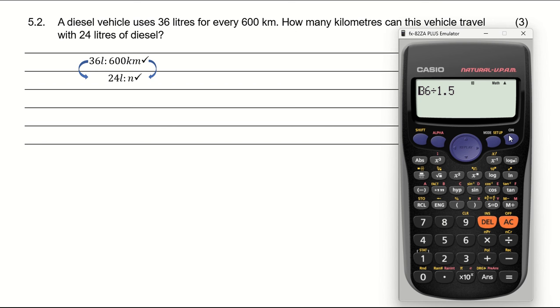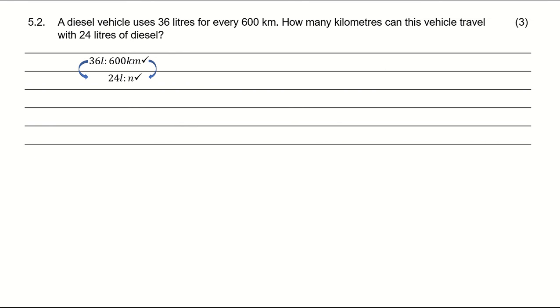It means that we can divide both sides by 1.5. So you will take that 600 and divide it by 1.5. It should give you the value of n, and it will be 400 kilometers.